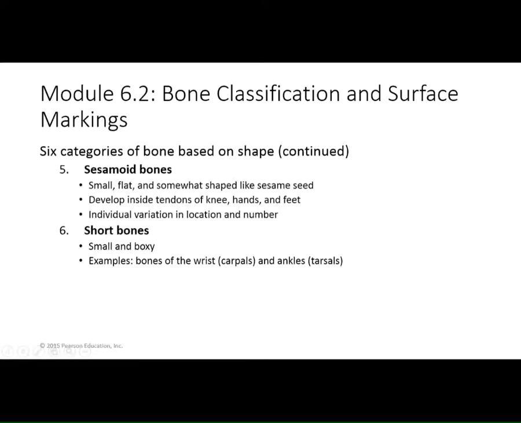This is also a new one. These are small little flat bones. They develop inside the tendons of your knee, your feet, and your hands. There's a variable number of these. Some of you have more or less. If I don't have an X-ray picture here, I'll try to find one for you of sesamoid bones. They're in addition to the 206 bones in your body, and there's a variable number of them. And then there are those little short bones like your carpals, your tarsals, and your patella.